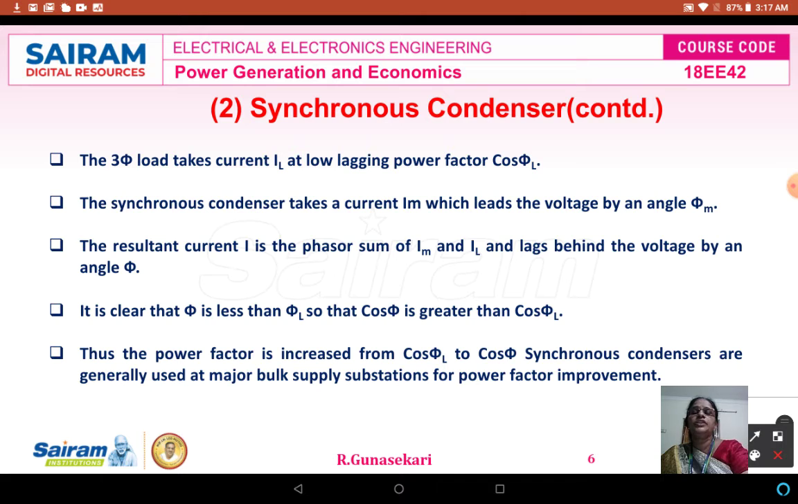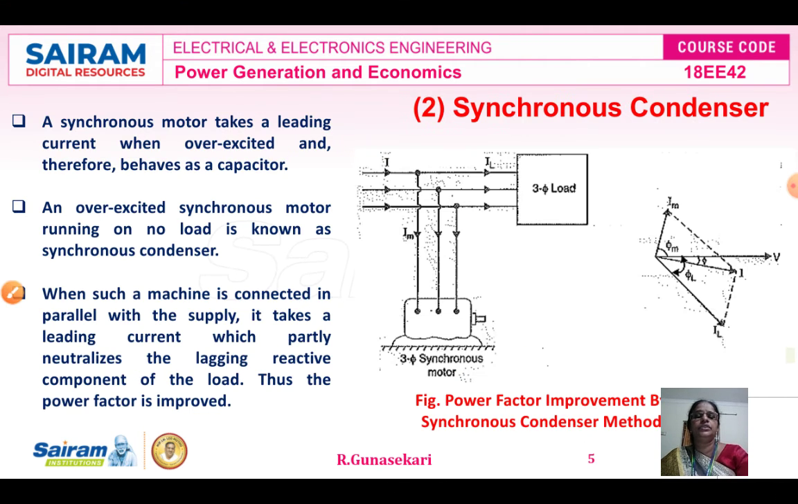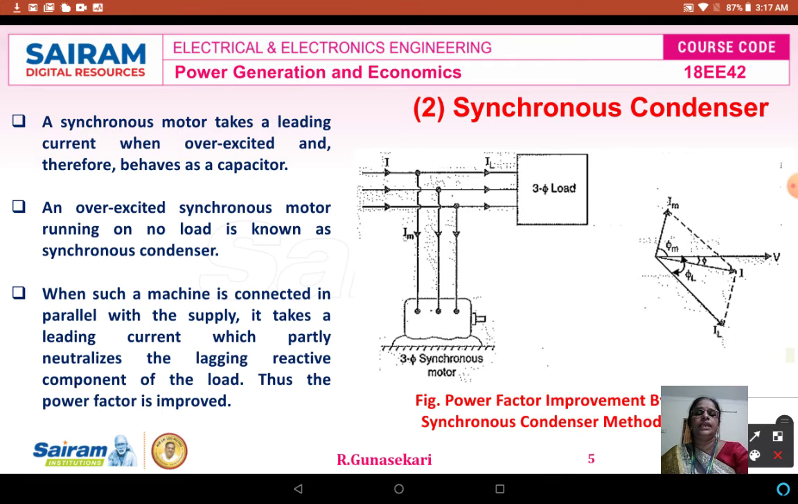The three-phase load current IL at low lagging power factor, that is cos φL, is already explained in the phasor diagram. The synchronous condenser takes the current IM. IM is the motor current. It leads the voltage. You see the phasor diagram: the motor current IM leads the voltage, but IL lags behind the voltage.